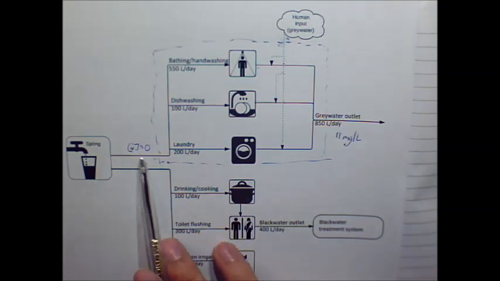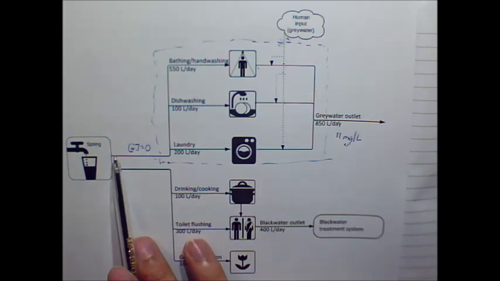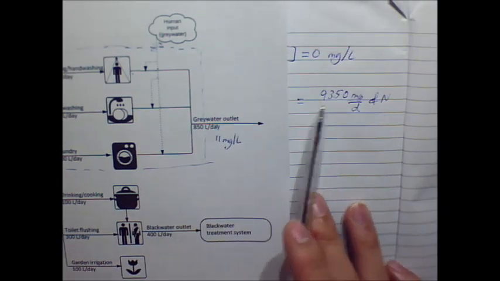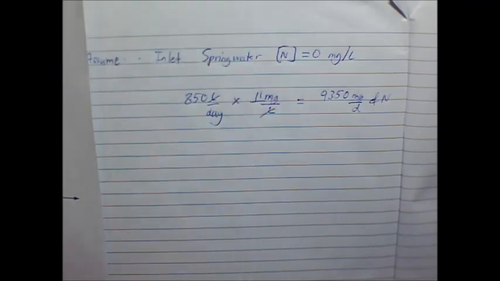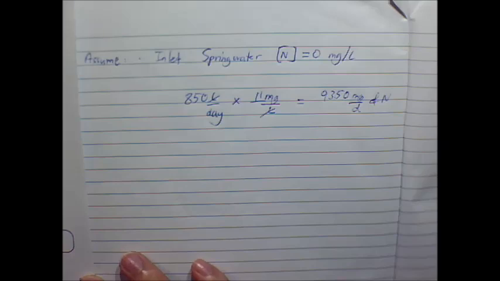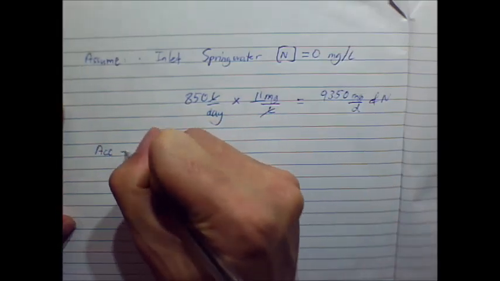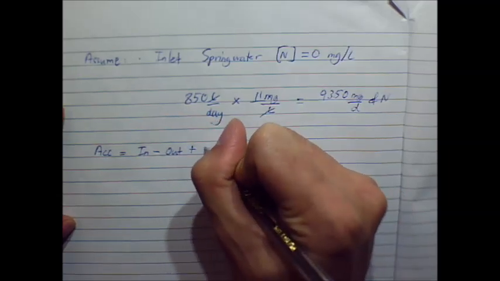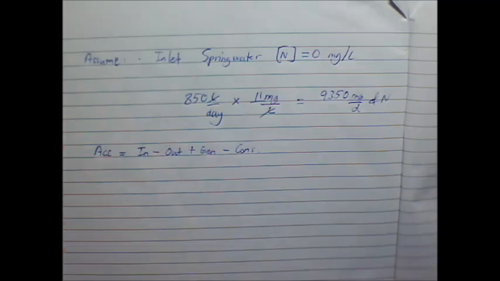We can do the same thing over here, but there's no point in doing the calculation because it's going to be 0 times the flow rate of the stream, which will still essentially give us 0. So there's no nitrogen here, and there's 9,350 nitrogen here. So let's do our mass balance. The first step in our mass balance is we have to write our equation down. The general equation that I've shown you before is always the same: accumulation is equal to input minus output plus generation minus consumption. So we've got that equation.